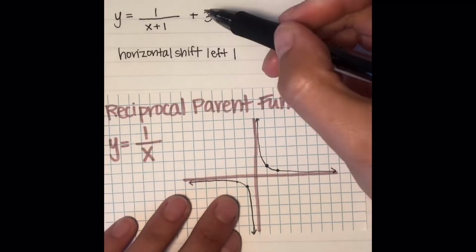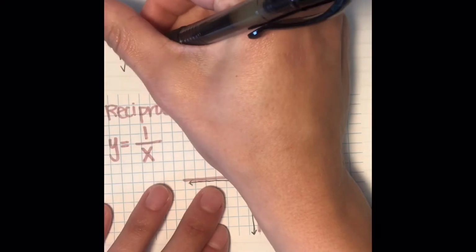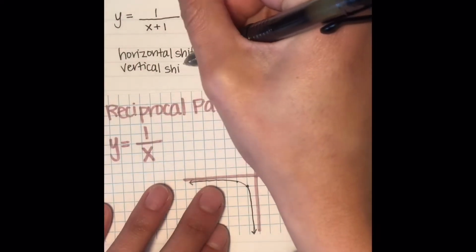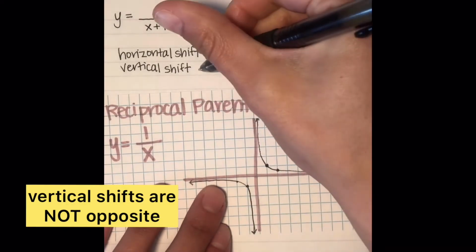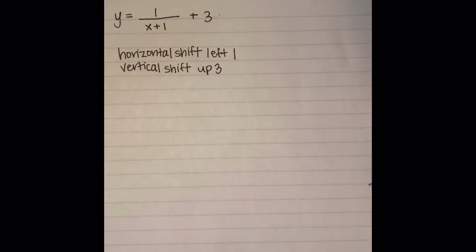The second difference is +3 at the back. At the back is the vertical shift, so that we know this is a vertical shift. And there's no opposites with +k's, and so this is just up 3. So now that we've identified the transformations, we can go ahead and graph this.